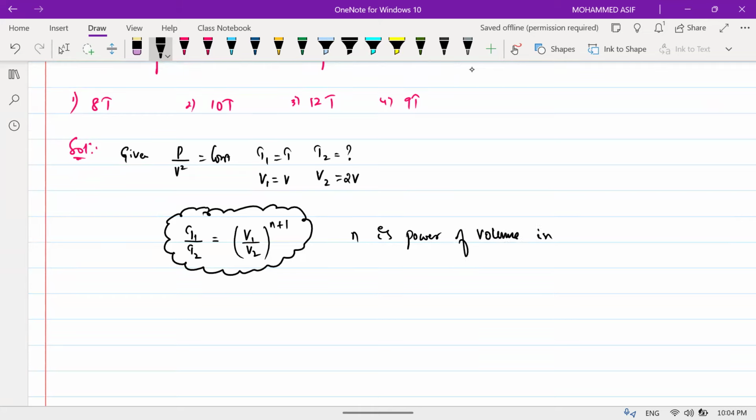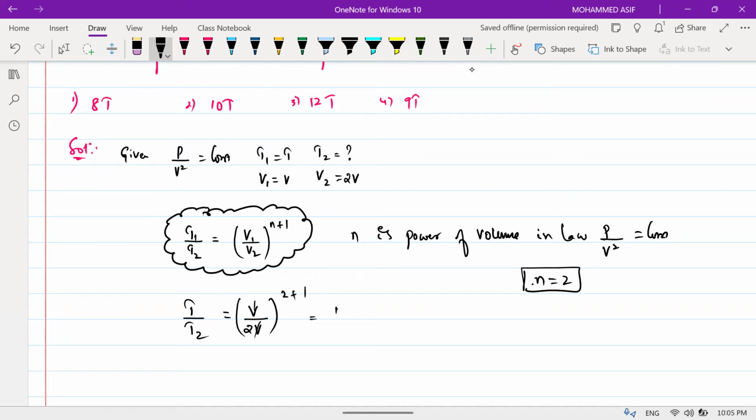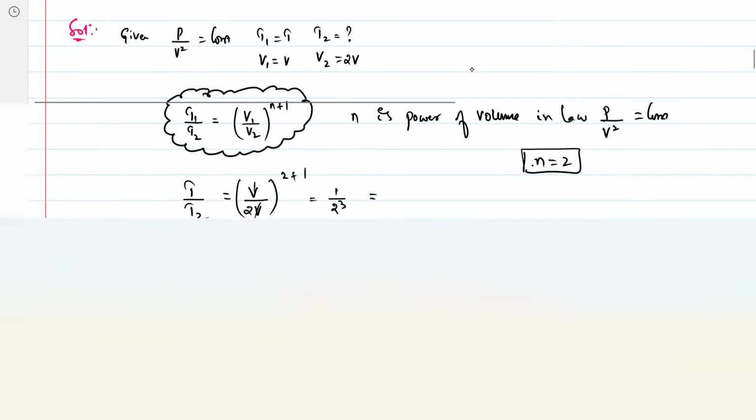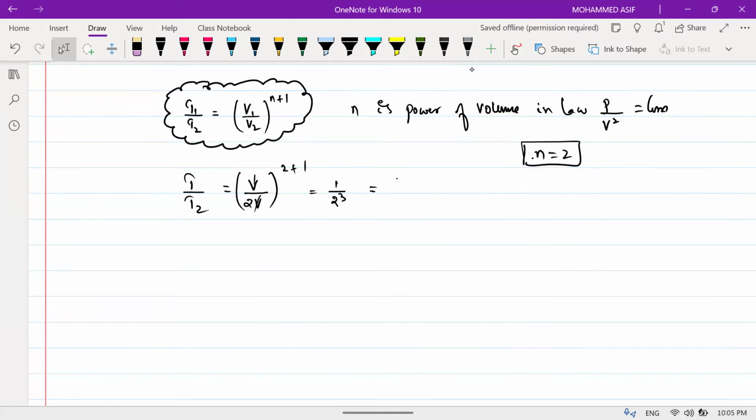In the law P by V square is equal to constant. So here the value of n is 2. T1 is T, we have to find T2. V1 is V, V2 is double, and this one is 2 plus 1. So it is 1 by 2 power 3, isn't it? So that will be equal to 1 by 8. That is, T2 will be equal to 8 times your T. This is your answer. Did you understand?